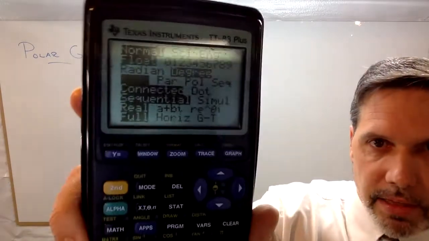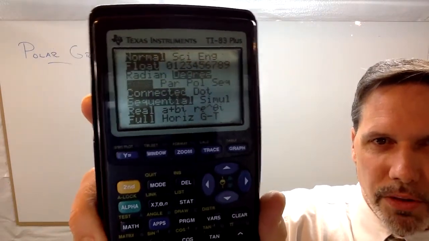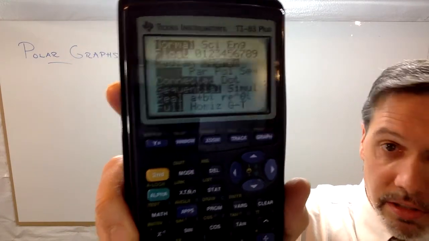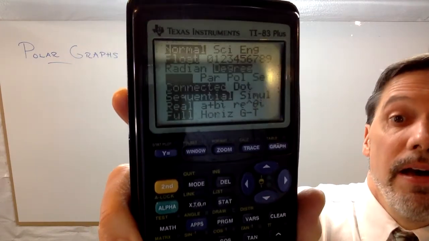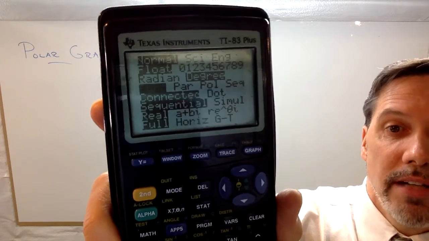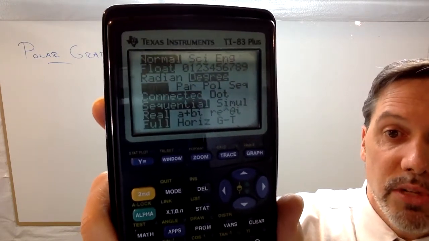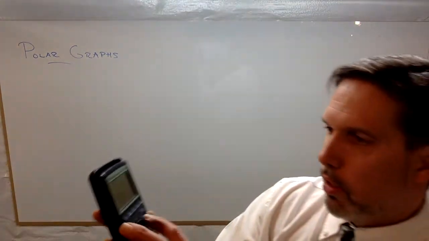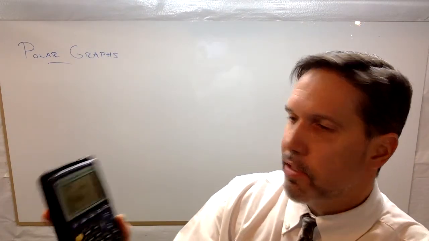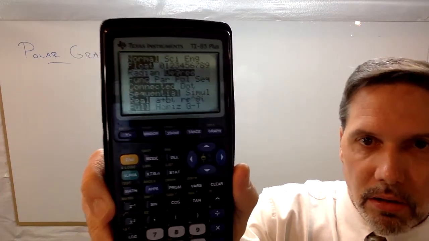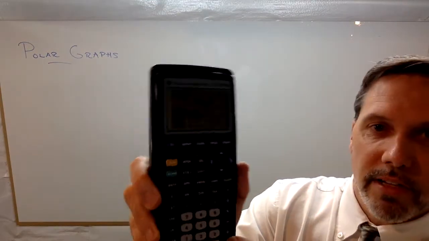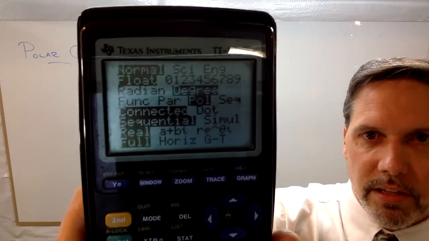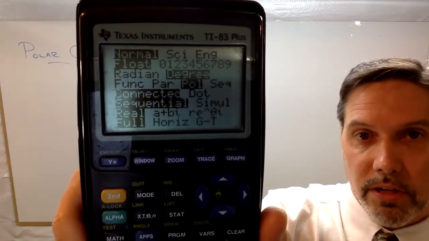The next thing, the big thing, notice that the fourth choice says function. It's flashing on it right now. Actually says FUNC. Well, I'm going to scroll across, not to par, not to sequence. I'm going to scroll across to pol, and three guesses what that is. Right, so scroll across to polar. You do have to hit enter, so it is highlighted.